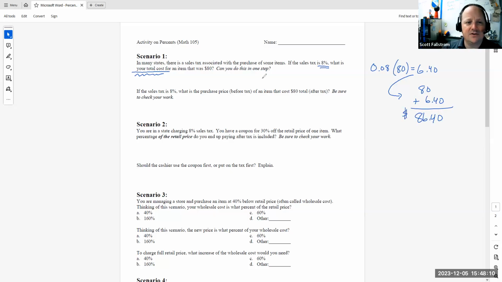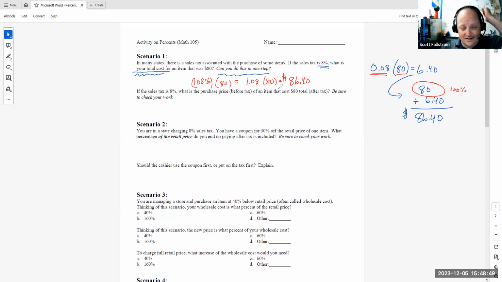And you'd say, okay, that's how I get my total. I tried to prompt you, can you do this in one step? And I hope that you're able to look and say, wait a minute, I do have to pay 100% of the price of the item, and then I have to pay an extra 8% of the price of the item. So yeah, you could do 108% times $80, which would be 1.08 times $80. And you would get to $86.40 right away.